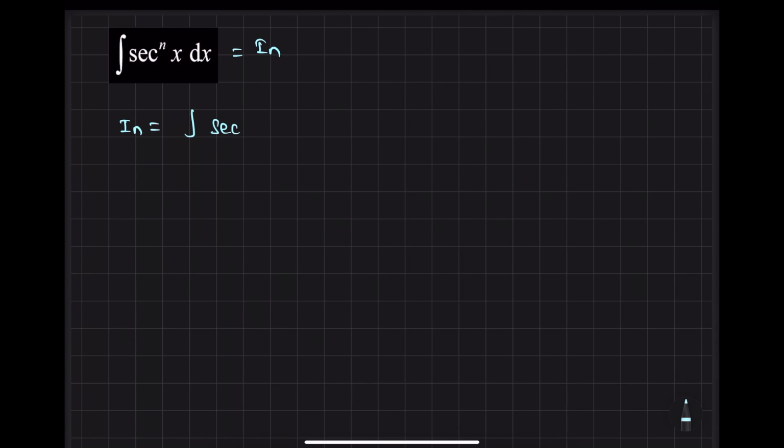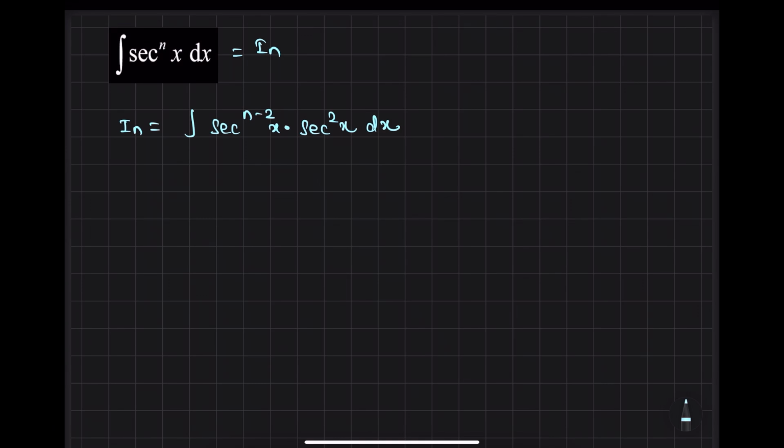So we have handled sine, cos, tan and cot. In sine and cos we have taken one thing outside. In tan and cot we have taken two things outside. So here also we will take two things outside: sec power n minus 2 x and then sec square x dx.